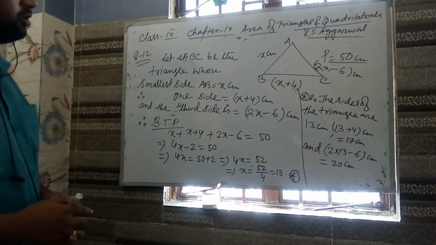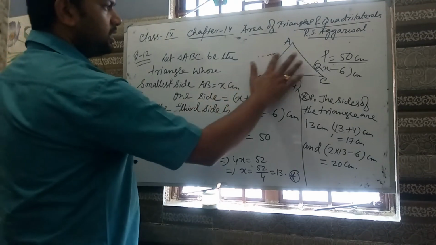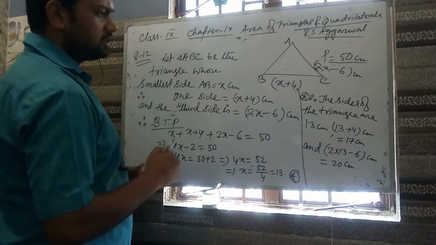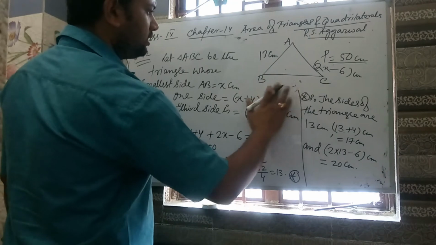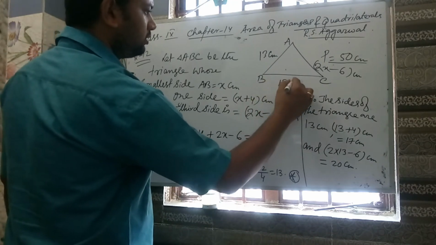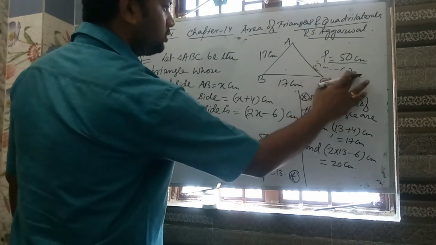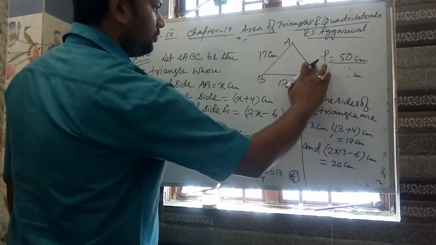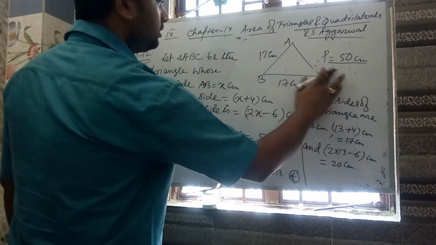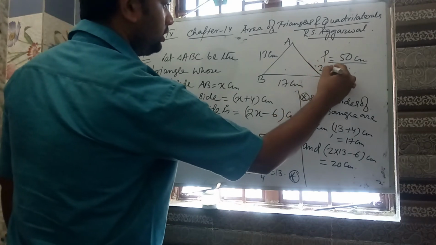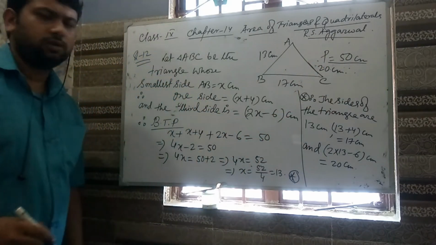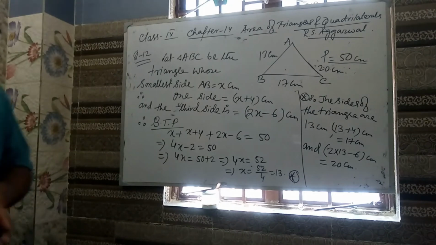Clear? So now you got the sides of the triangle: 13 centimeter, 17 centimeter, and 20 centimeter. Can you find out the area of the triangle by using Heron's formula?